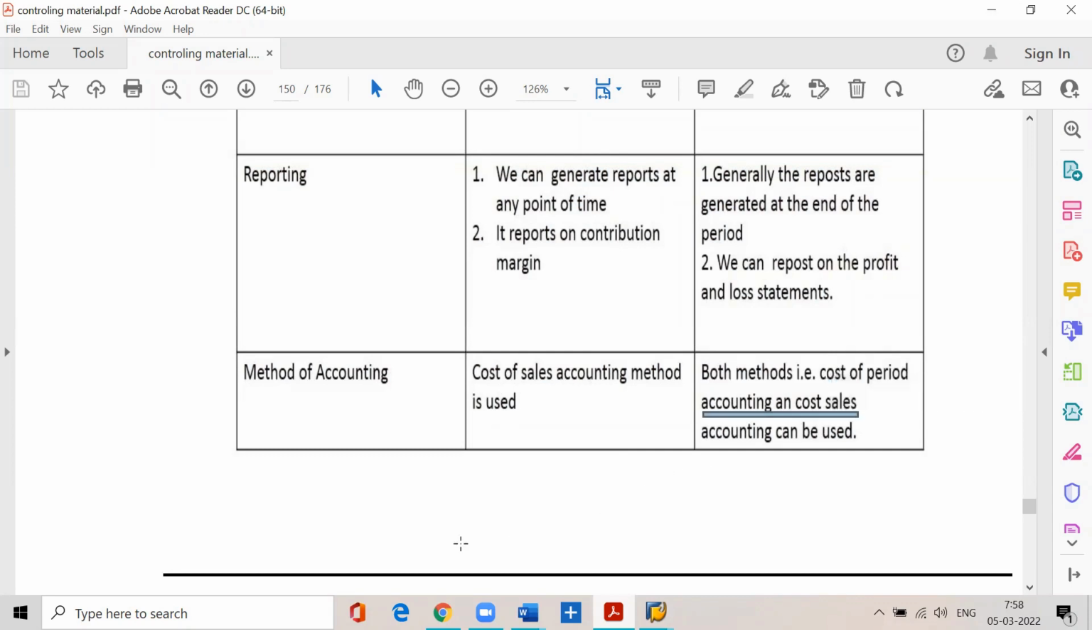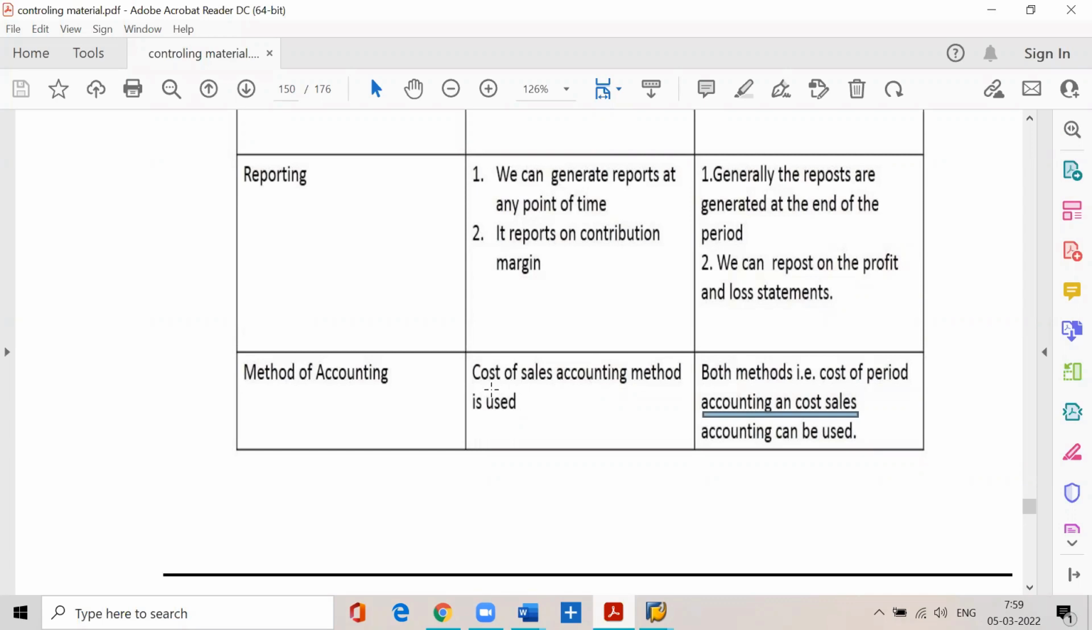What does it mean? See, what is cost of sales accounting and what is cost of period accounting? Some of you might have heard about it. In the case of cost of period accounting, you take into consideration all the expenses incurred in that particular period, and they are compared with the revenue generated in that period.